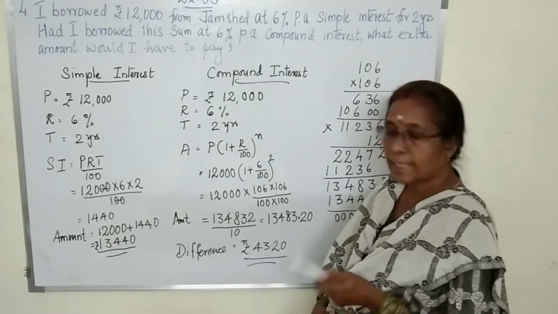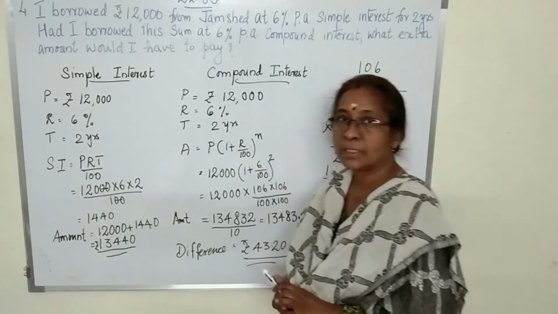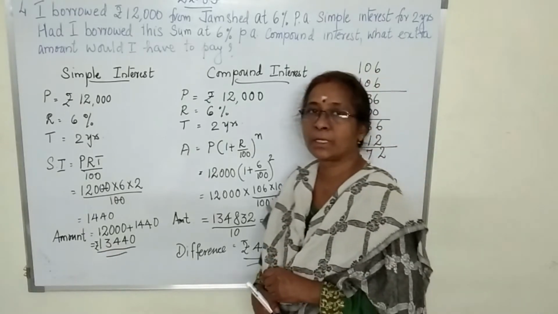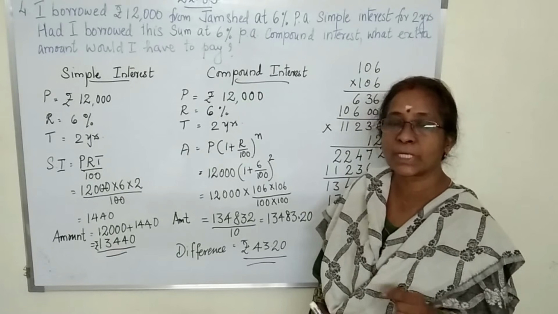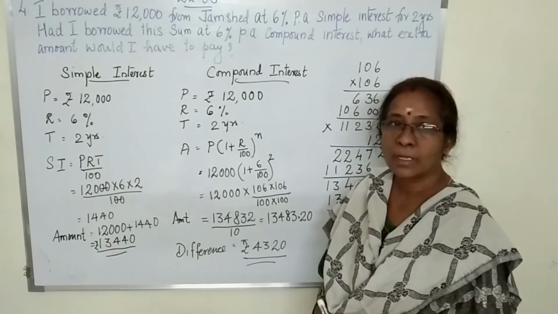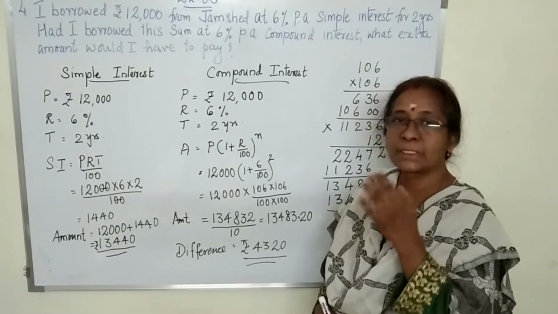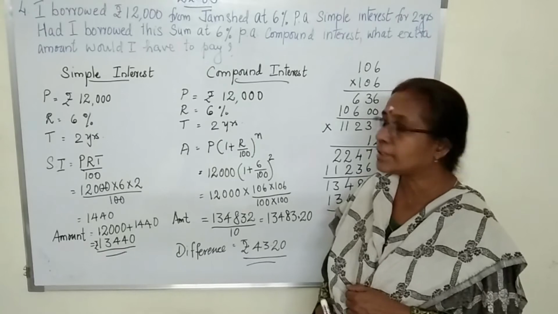Means he had borrowed the money for simple interest. Then he is asking you a question. Instead of simple interest, if he could have taken it for compound interest, what extra amount would he have to pay? So what do we have to do? We have to find the simple interest and compound interest and then find the difference.